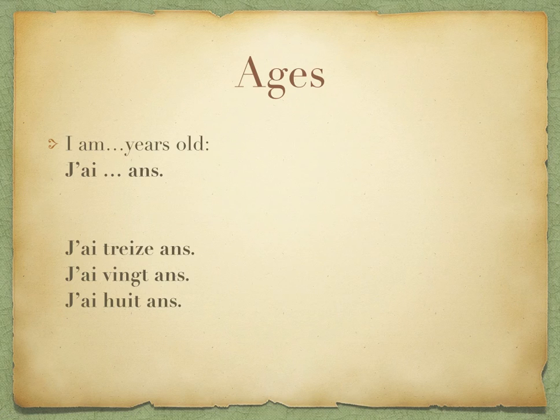Again, j'ai 8 ans. J'ai 18 ans, j'ai 28 ans, j'ai 38 ans. An, beginning with that A, means you have to liaison with the number, if it ends in a liaisonable letter. E is not one, so 13 stays the same. T is one, so 20 ans, 8 ans, etc.